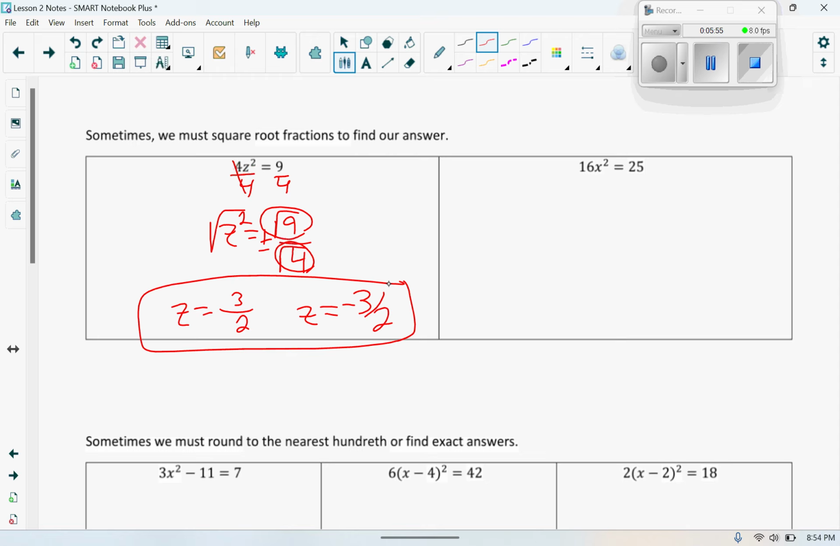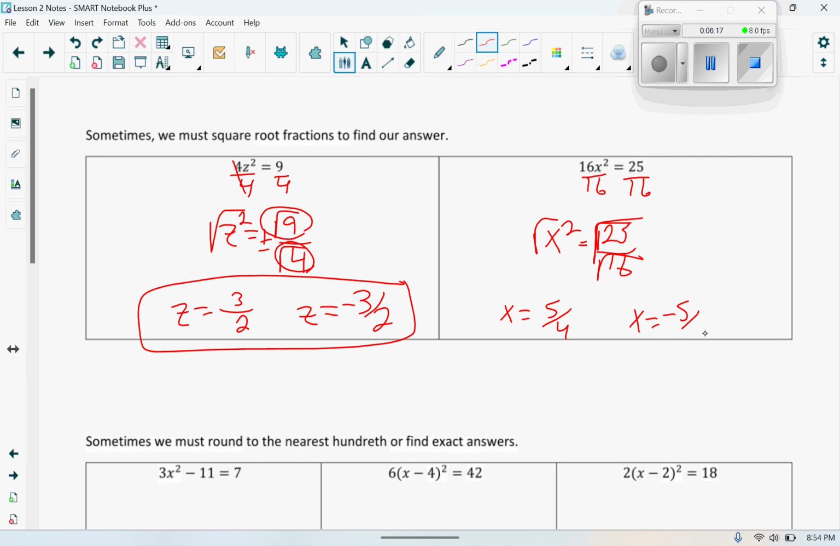Okay, let's do this one. So if I divide by 16, I would get a yucky decimal. So I'm not going to look at it as a decimal. I'm going to look at it as taking the square root of the whole thing, but I'm going to look at it as taking the square root on the top and the square root of the bottom. So I have x equals, let's see, positive 5 over 4 and x equals negative 5 over 4 for my two answers.